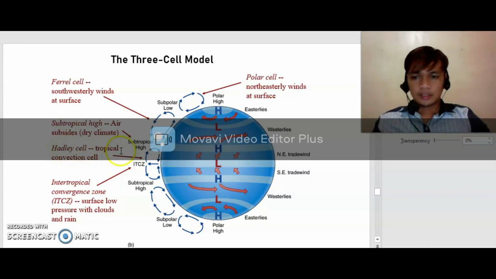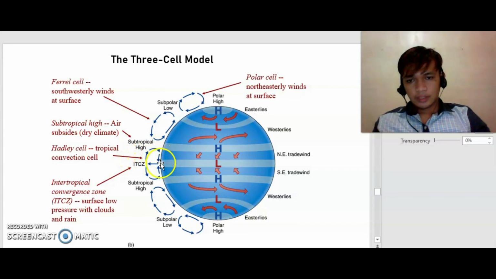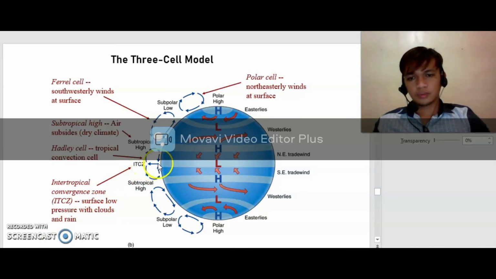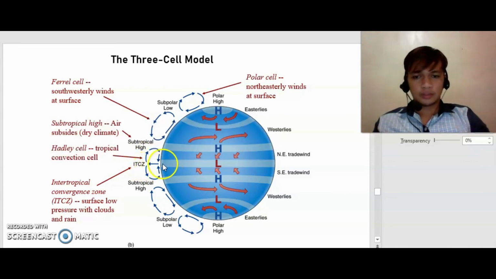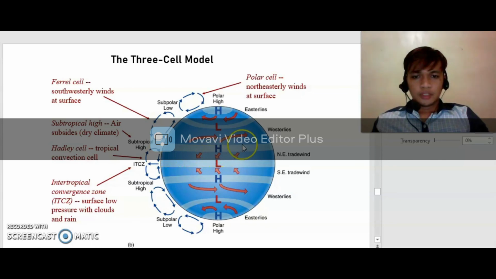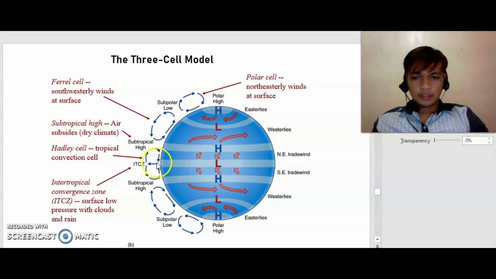Next is the Hadley cell. Hadley cell, this is the tropical convection cell as it is located at the equatorial plate. And this is what we call the ITCZ. ITCZ stands for Intertropical Convergence Zone. At this point, many typhoons and weather disturbances are created at this convection region, wherein the winds from the northeasterlies and the winds from the southeasterlies, or the trade winds that we call, meet at this region, the ITCZ. And at this area, you can see there a low pressure area.